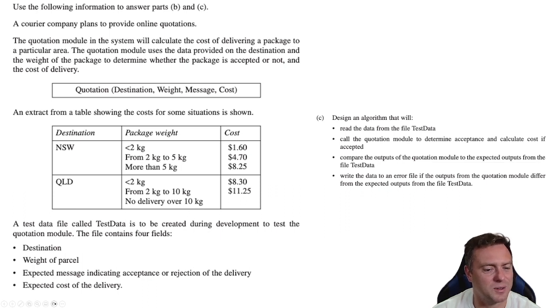So a test data file called test data is to be created during the development to test the quotation module. The file contains 4 fields: destination, weight of parcel, expected message indicating acceptance or rejection of the delivery, and expected cost of the delivery. So now what we want to do is design an algorithm that will read the data from the test data, which you've created here with those 4 different fields, call the quotation module to determine acceptance and calculate cost if accepted. Compare the outputs of the quotation module to the expected outputs from the test file, and then write the data to an error file if the outputs from the quotation module differ from the expected outputs of the file test data. Cool. So pause the video, see if you can have a go with that.